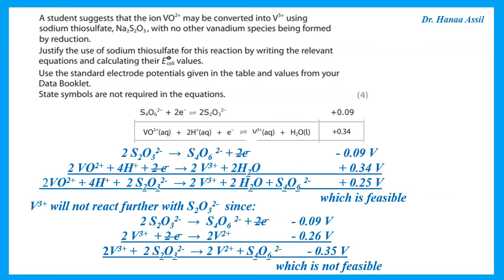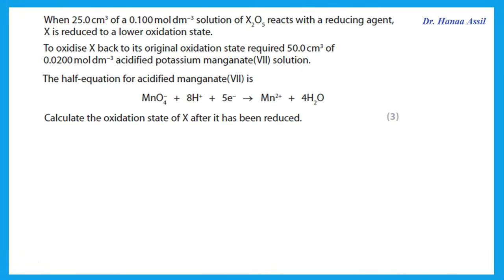If we calculate the E cell for that, the E cell overall becomes a negative value, and that means it is not feasible, and that means the V3 plus would not react further and be reduced to V2 plus, and that is what the question is saying.